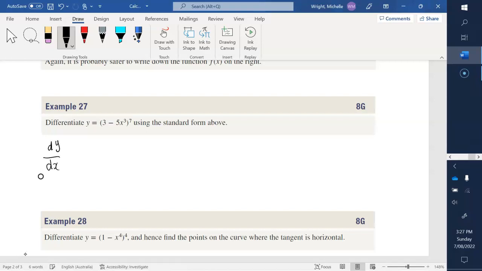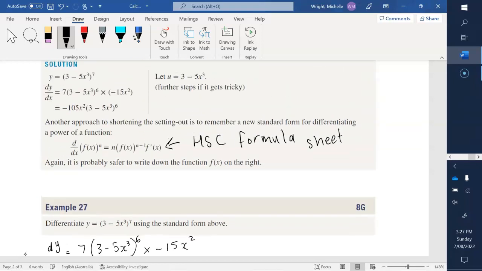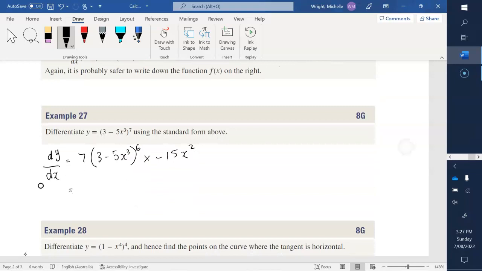Let's go dy dx. So 7 comes down. (3 minus 5x cubed) now takes 1 off the power. And then we're going to differentiate what's inside that bracket, so we're going to times that by minus 15x squared. We're going to get 7 times minus 15, which is minus 105 x squared, and then we've got (3 minus 5x cubed) to the power of 6.